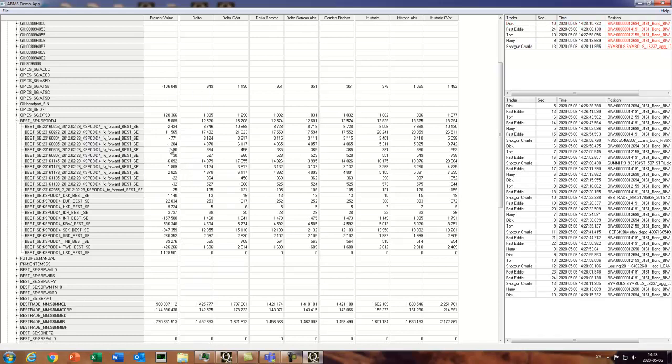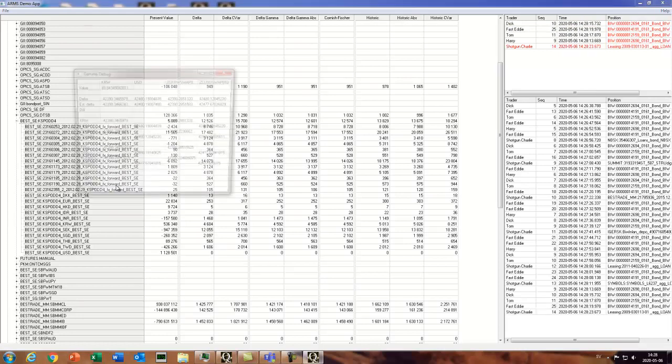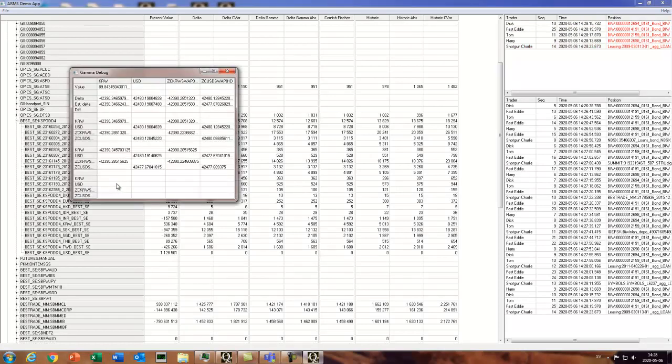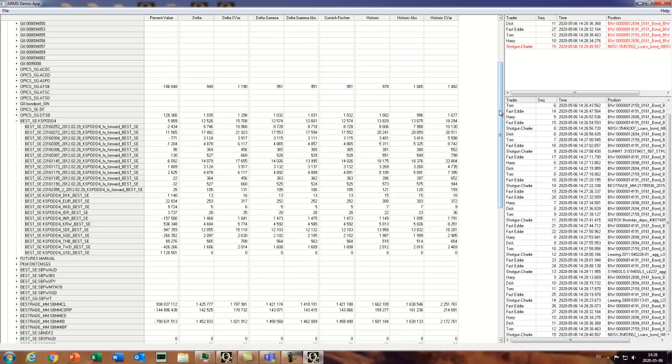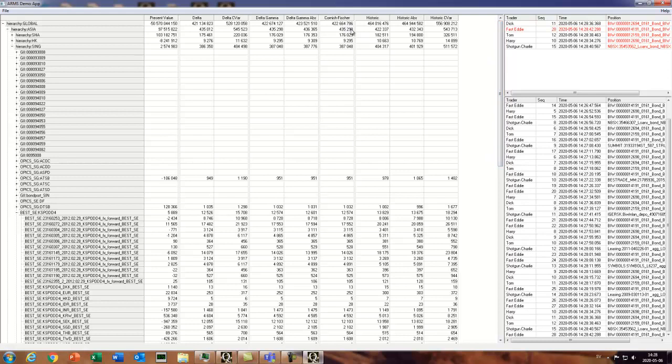So these numbers are now the present values and the value risk calculated in many ways. And we can even get down to the risk sensitivities, the gamma debug. So we have the deltas and the cross terms on this position level. So we also asked to have this calculated broken down by risk factors.